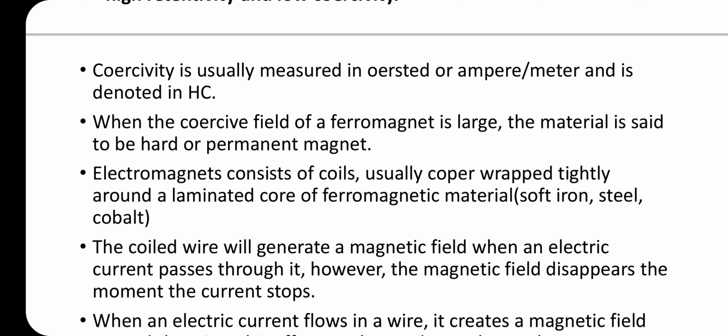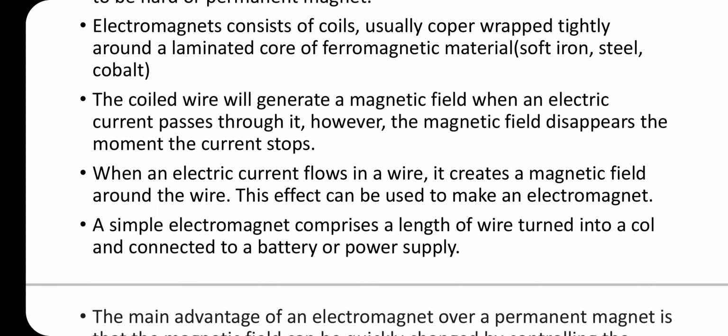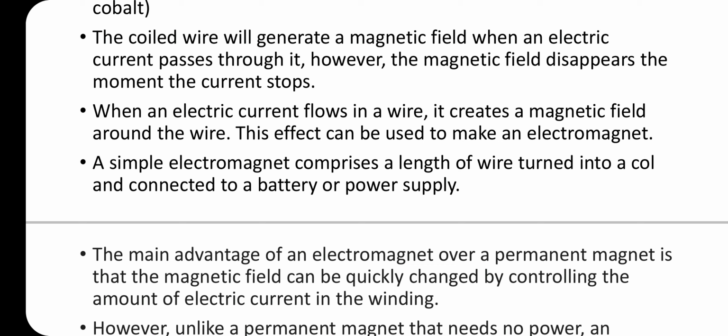An electromagnet consists of coils, usually copper, wrapped tightly around a laminated core of ferromagnetic material: soft iron, steel or cobalt. The coiled wire will generate a magnetic field when an electric current passes through it. However, the magnetic field disappears the moment the current stops. When an electric current flows in a wire, it creates a magnetic field around the wire. This effect can be used to make an electromagnet.